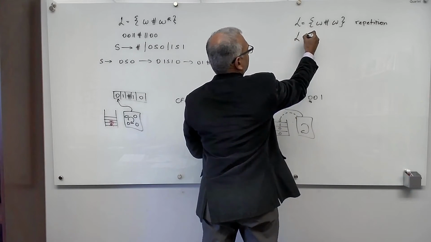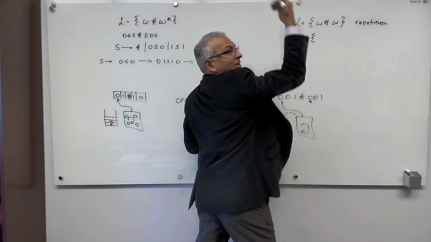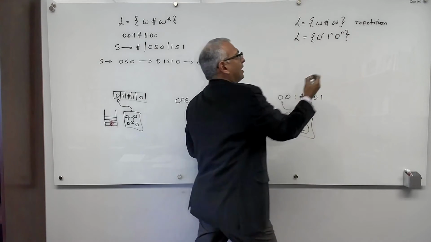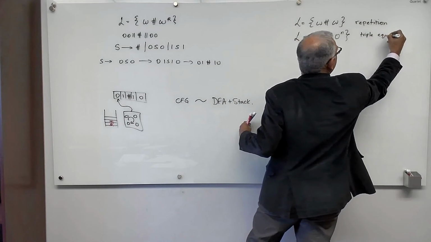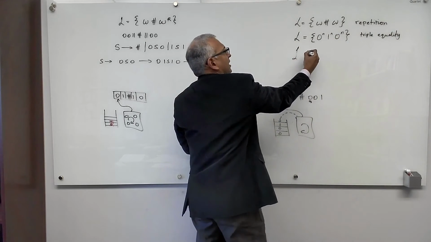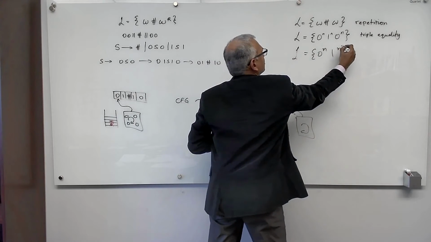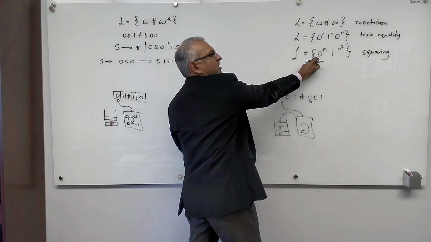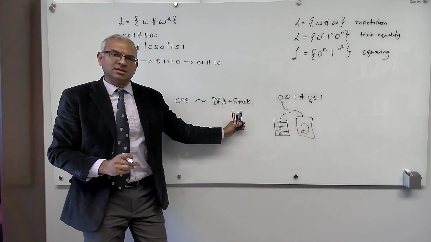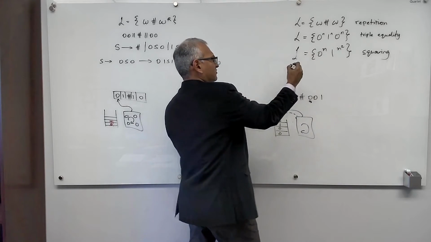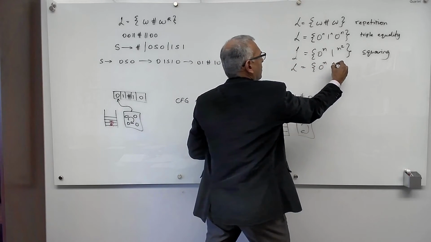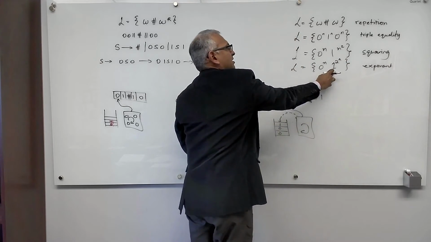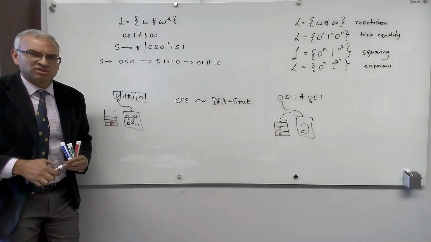Here's another example. L equals a triple equality: 0 to the n, 1 to the n, 0 to the n. So equals, equals, equals. Triple equality. Okay, squaring. L equals 0 to the n, 1 to the n squared. Why do I say squaring? Because you have a number of zeros and the square of that in terms of ones. So the number of ones is the square of the number of zeros. What about exponentiation? 0 to the n, 1 to the 2 to the n. So the number of ones is 2 raised to the power of the number of zeros. You can think of that as exponentiation.